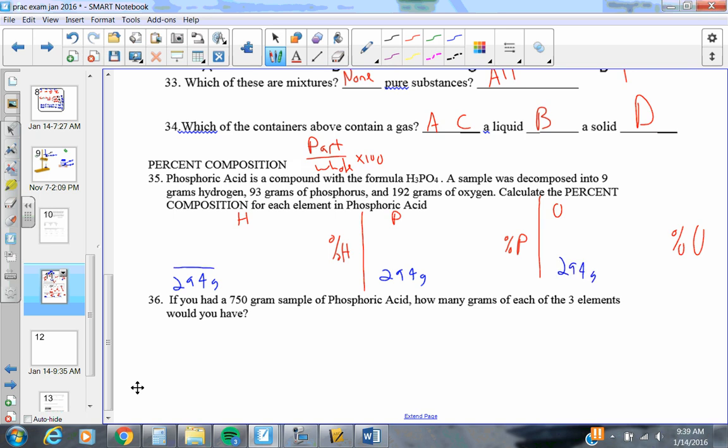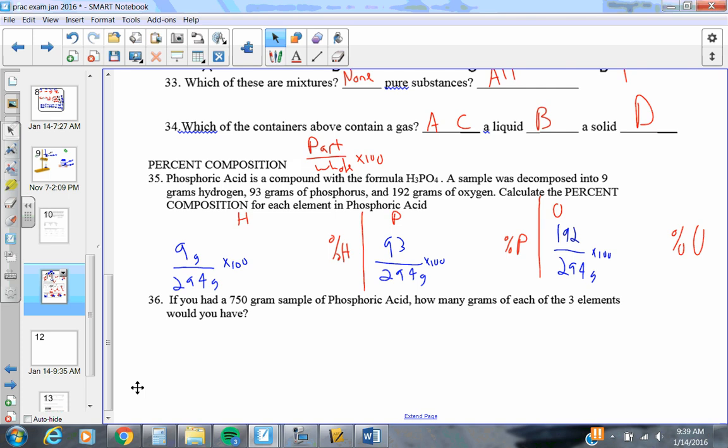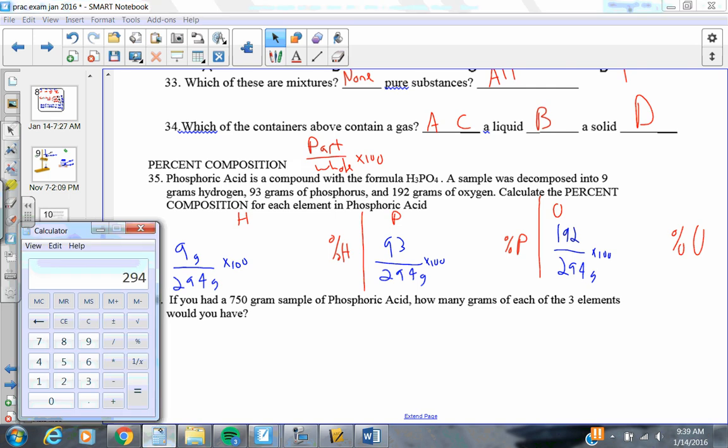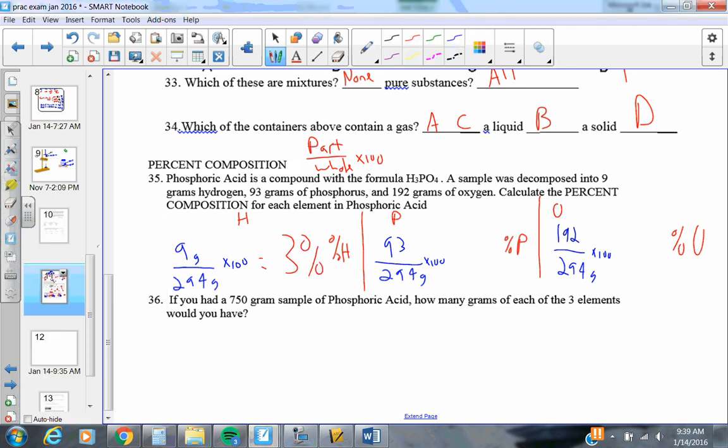So which part was hydrogen? 9 grams was hydrogen. Which part was phosphorus? 93 grams was phosphorus. And which part was oxygen? 192 grams. I like to write the 100. You don't have to, but you just got to remember to move it over 2 places. 9 divided by 294. I'm seeing 0.03, but then move the decimal place over. 3% hydrogen.